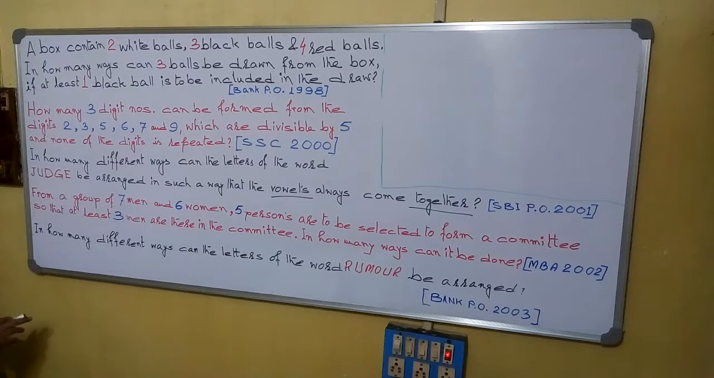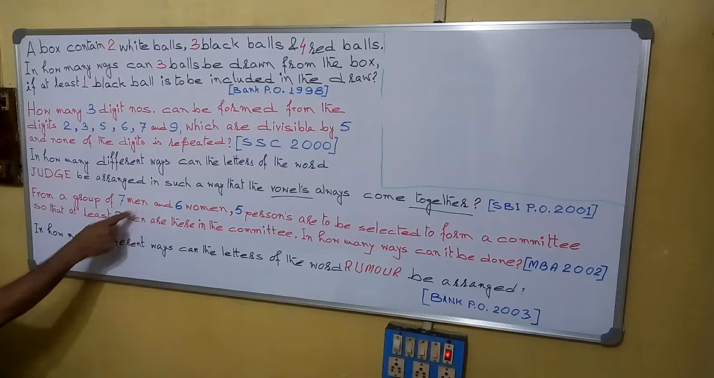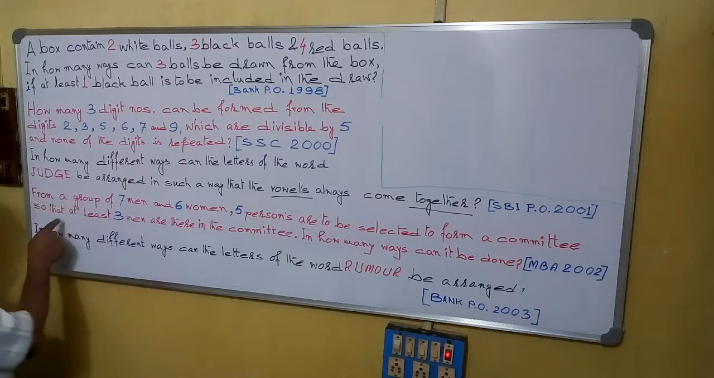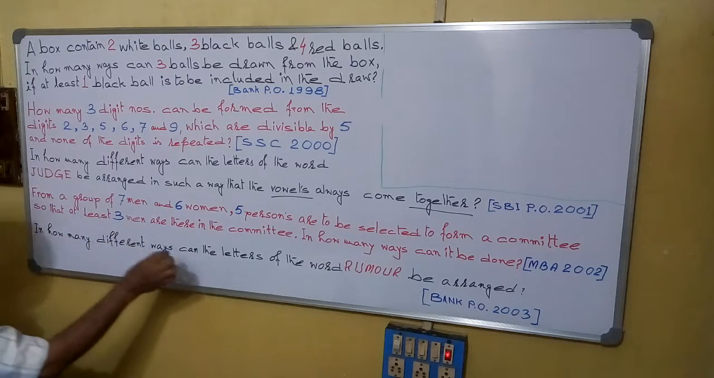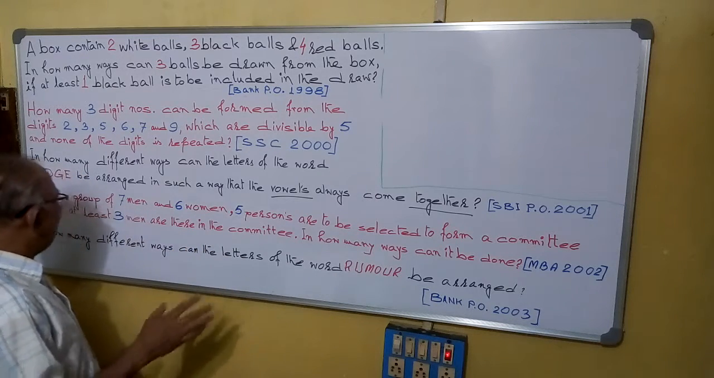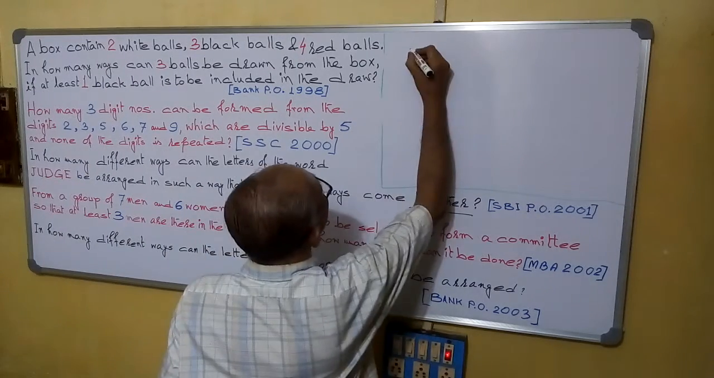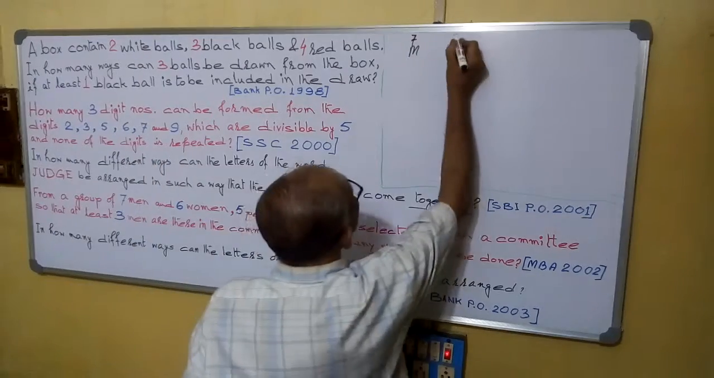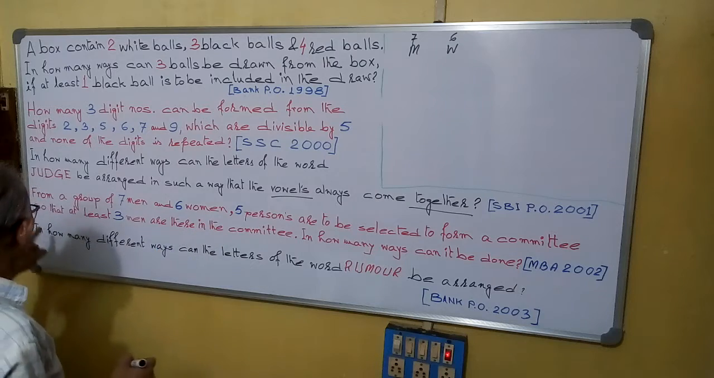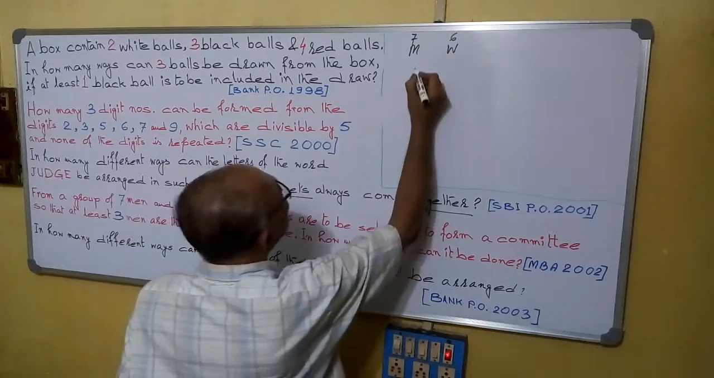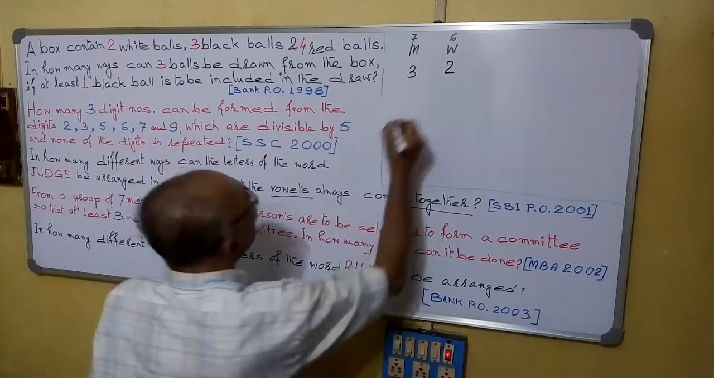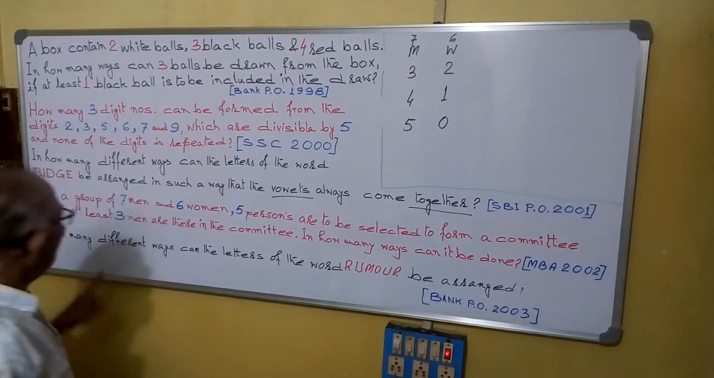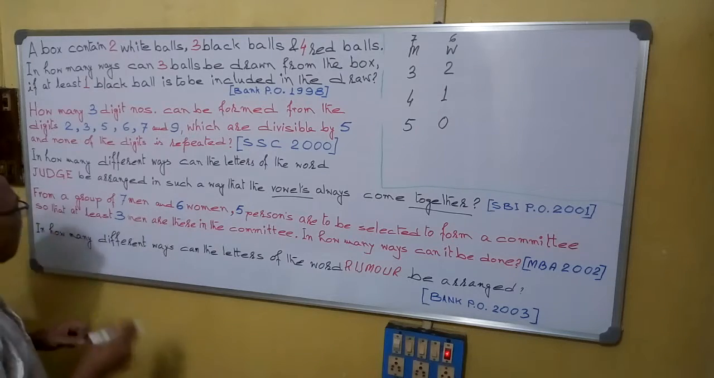Now, see this question. From a group of 7 men and 6 women, 5 persons are to be selected to form a committee so that at least 3 men are there in the committee. In how many ways can it be done? So there are men and women. 7 men are there, 6 women are there. We have to take 5 persons so that at least 3 men are there. So we can take 3 men and 2 women, or 4 men and 1 woman, or 5 men and 0 women. These are the possible situations which satisfy the given condition.